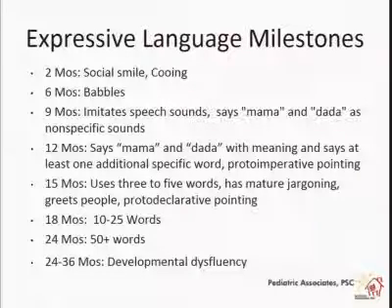15-monthers usually use 3 to 5 words, and they have something called mature jargoning. They'll babble, but then in the middle of the babbling, they'll use an actual word, so that's called mature jargoning, and they'll greet people. Mom or dad walk in the room, mommy, daddy. They'll use actual names for people. 18s have 10 to 25 words, 24s, 50-plus words.